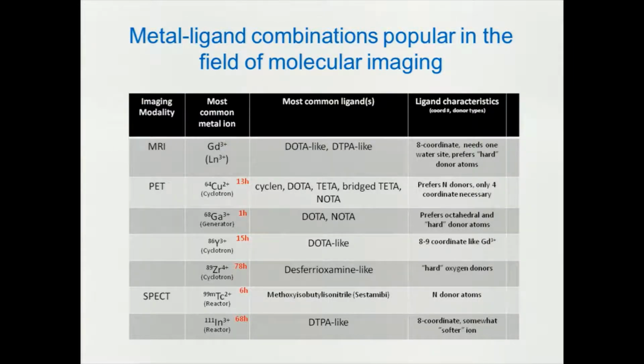And so with the lanthanides, we know we have 8 coordinate geometry, and we have to pick ligands that work well for that. PET isotopes, the popular ones are copper, gallium, and yttrium. Zirconium is a new one, and I like zirconium because it has such a long half-life, and we'll talk a little bit more about that. But these are all important things to look at when you're deciding on ligands. You've got to think about the architecture of the ligand and the isotope that you're using and the half-life, which I put in red here because that is an important feature to remember.